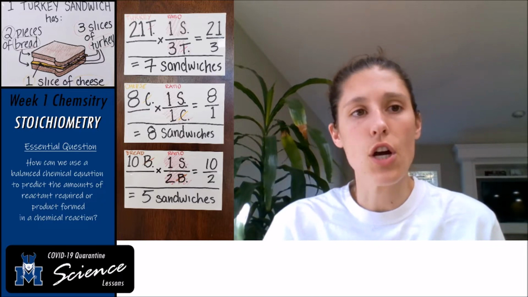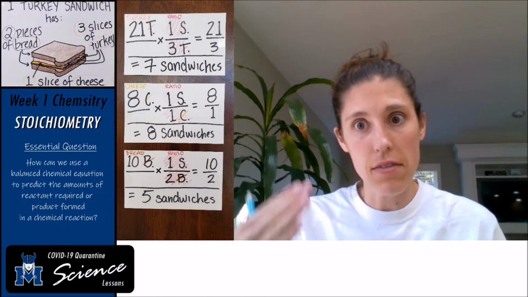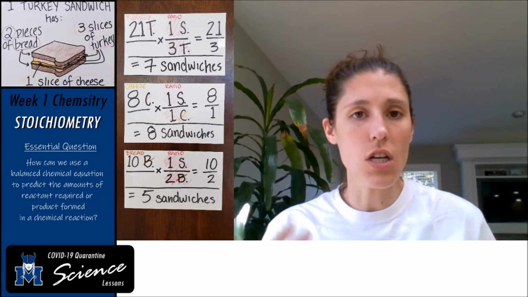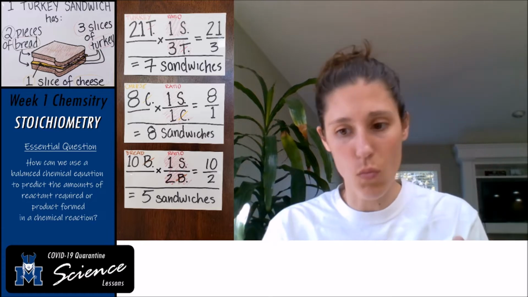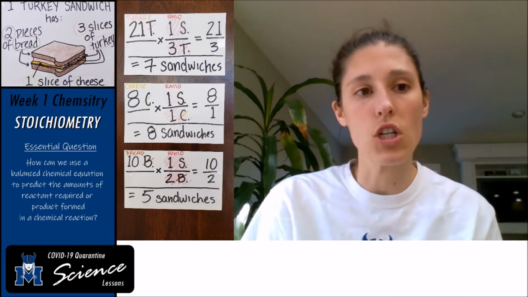If you set up your ratio as 1 sandwich over 3 turkeys, that gives you the math that you needed to do: 21 divided by 3 equals 7. Same thing with the cheese. In that case, you have 8 cheeses, 1 per sandwich, so you automatically know that will make you 8 sandwiches.